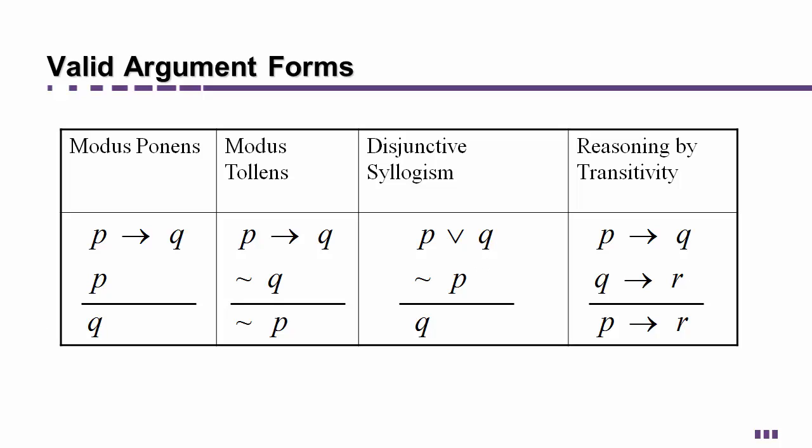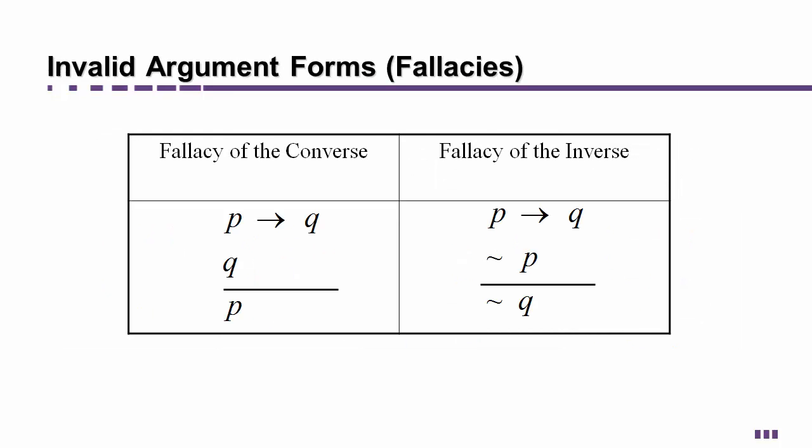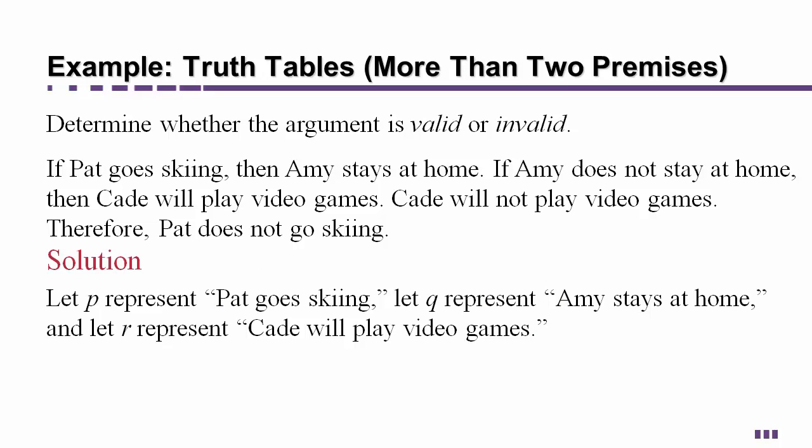But rather than trying to memorize things, I say just do a truth table each time and figure it out that way. Here are some invalid argument forms, or what we call fallacies. So anytime you see arguments that are made up in this way, you know that it's going to be false. Again, if you want to memorize them or have in your notes, that's great, but just do the tables.